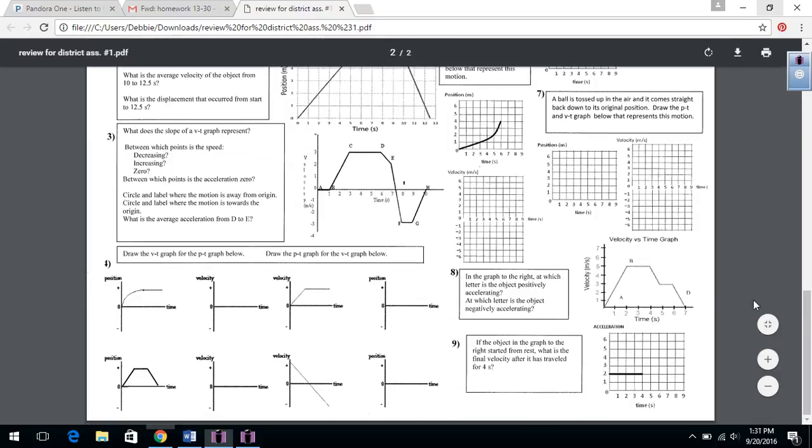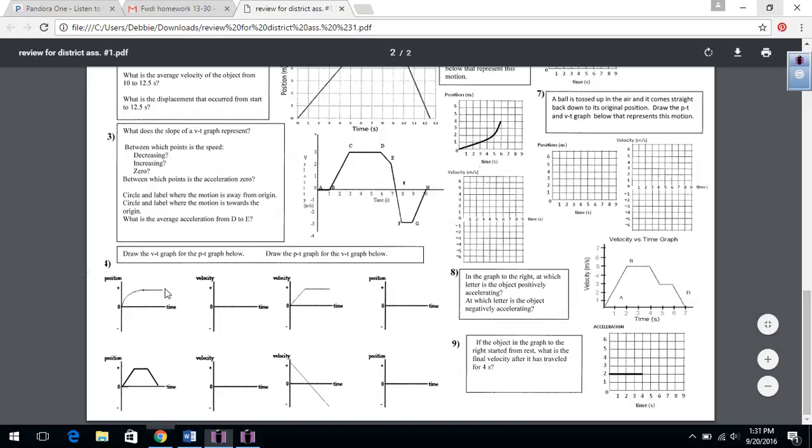It says draw the V versus T graph for the position versus time. And then if it's position versus time, you draw the velocity versus time graph. And if it's a velocity versus time graph, then you draw the position versus time graph. So you're going to take this information from here and transfer it onto here.